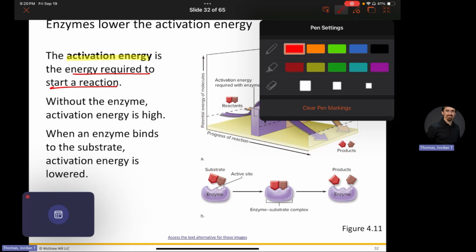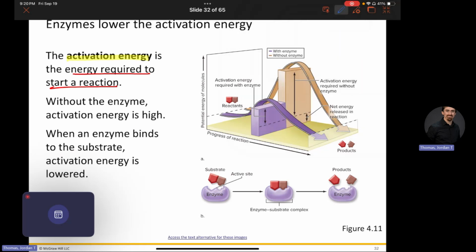So even if a reaction is exergonic, sometimes it may need energy to start. Without the enzyme, activation energy is very high. But when the enzyme binds to the substrate, activation energy is lowered. In this image here, we have the purple line with an enzyme, the tan line without. So you can see that in the tan line, we start with our reactants at this energy level and our products way down here. But to get to our products, we have all of this energy right here that we need. So we need all of this energy for that reaction to occur and get to the products.